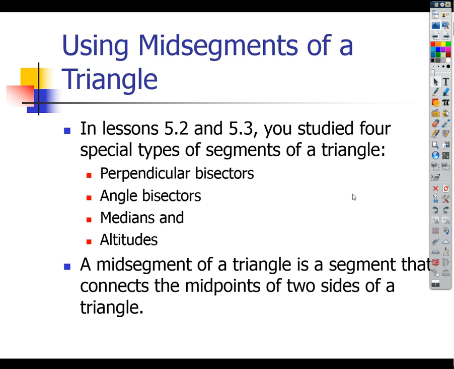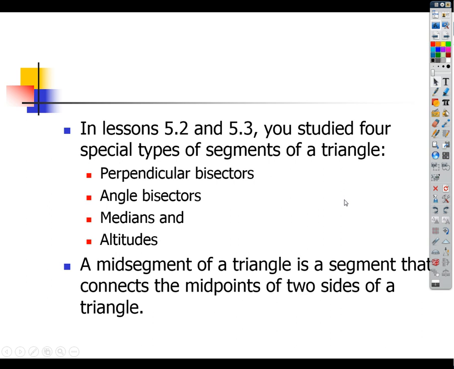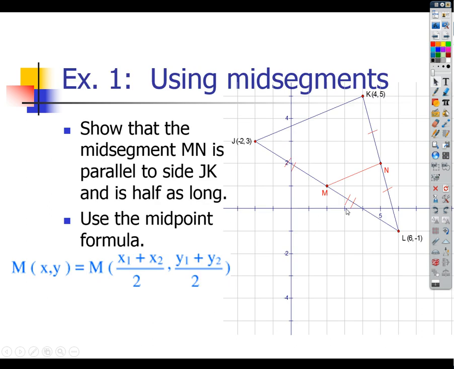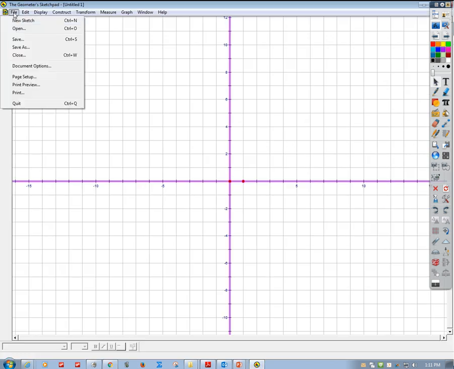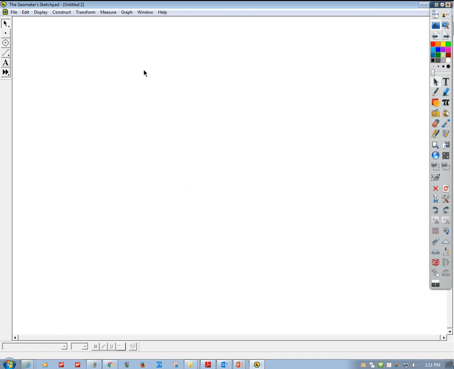midsegment. A midsegment of a triangle is a segment that connects the midpoints of two sides of a triangle. So something like that. If I've got this triangle and I find the midpoints and connect them, let's play a little bit here and mess around with this on Geometer Sketchpad, see what we get, and see if we can uncover some properties of a midsegment of a triangle.